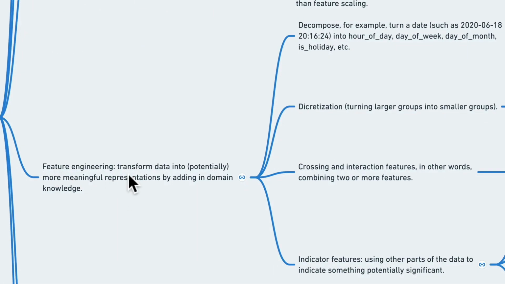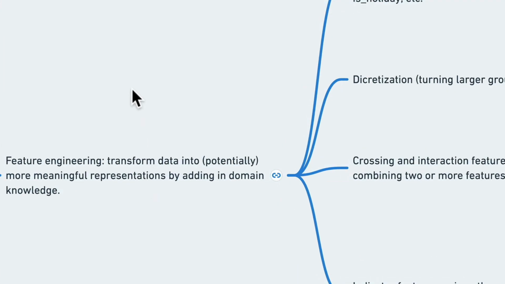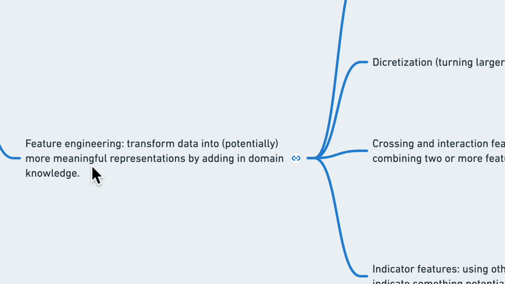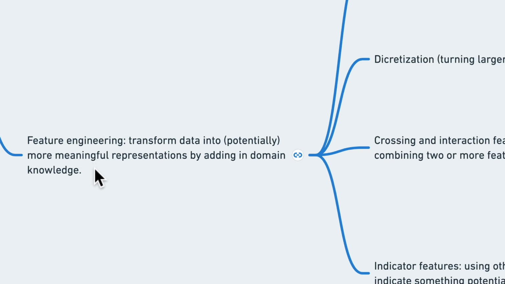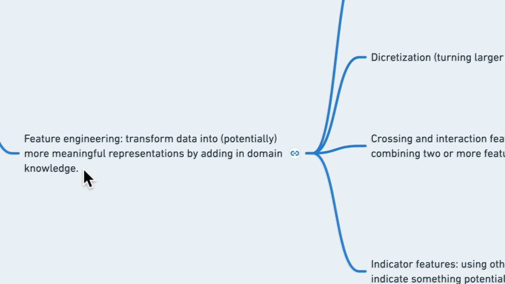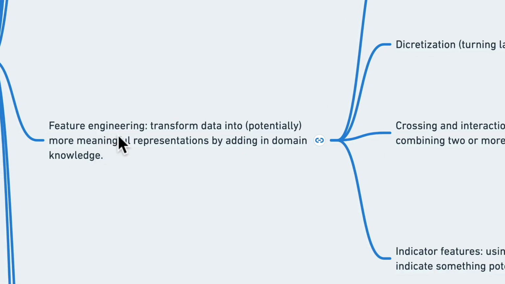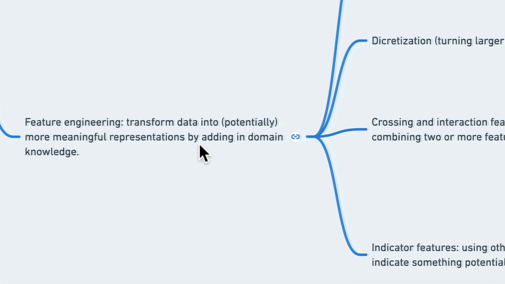Feature engineering. So this is where you input your own knowledge into your data. So you might have a collection of data where you've just collected raw form from the environment. And now feature engineering is where you take your domain knowledge and encode that into the data. So transform the data into potentially more meaningful representations by adding domain knowledge.